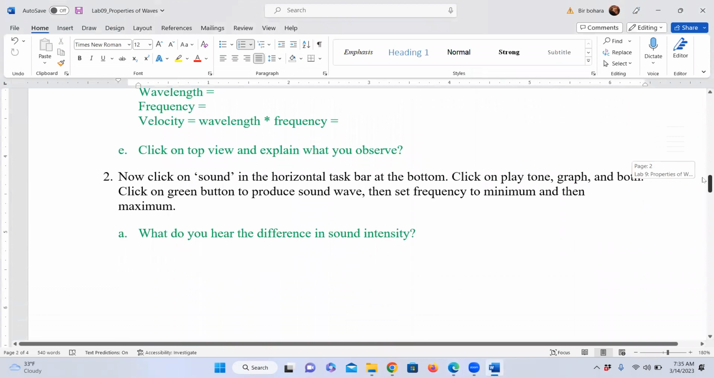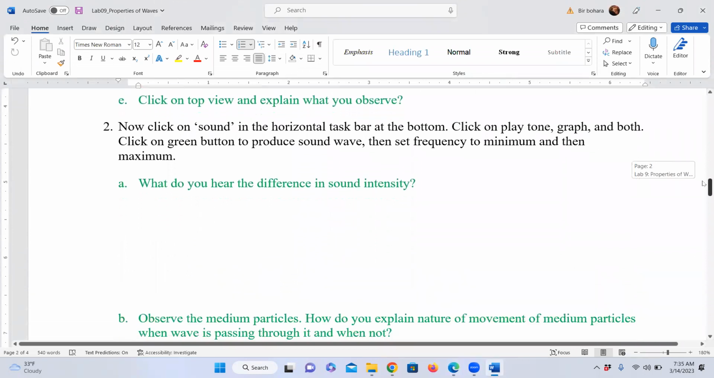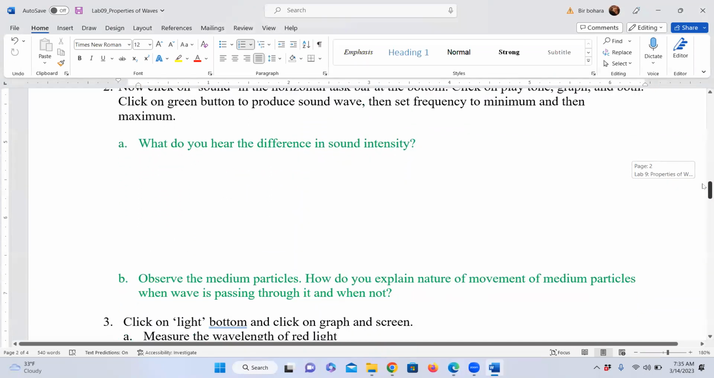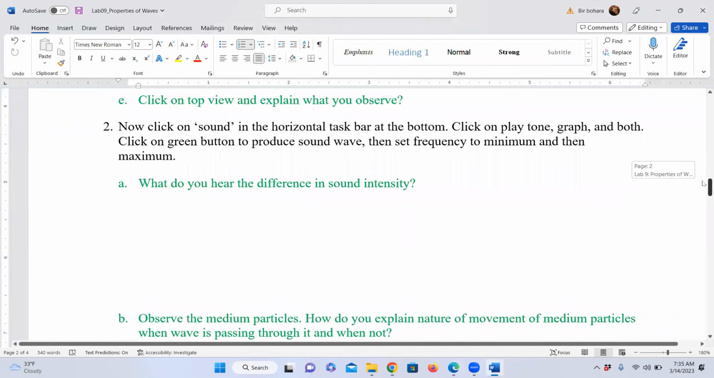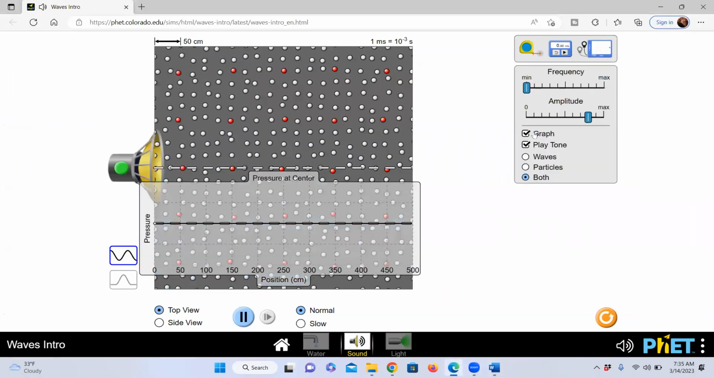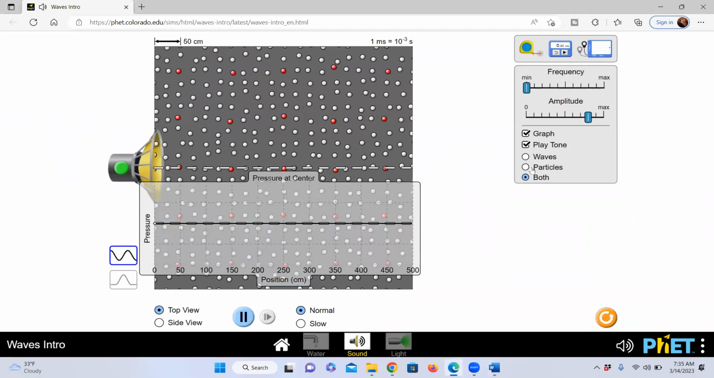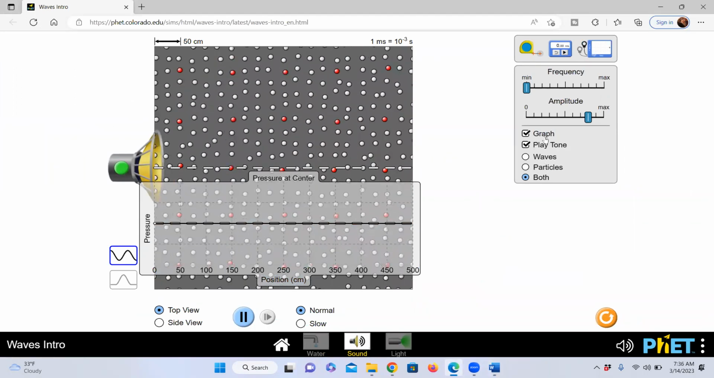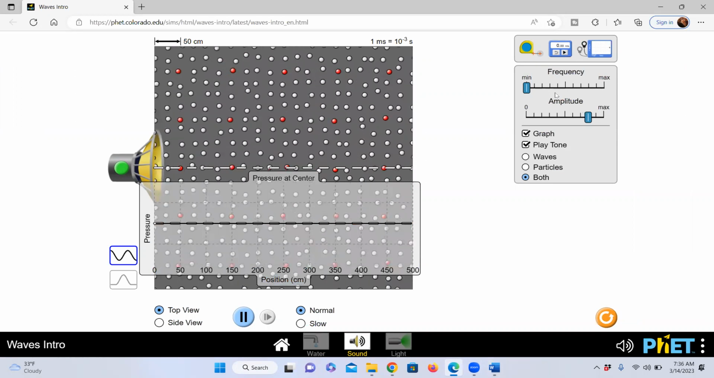Going to the next, now click on the sound wave and observe again. So click on play tone, graph, and both. Click on the green button to make a sound. Then set frequency minimum and then maximum and see the difference. Okay, so that's the second part, sound. I'm clicking on both the wave and the particles. Play graph is already set there.